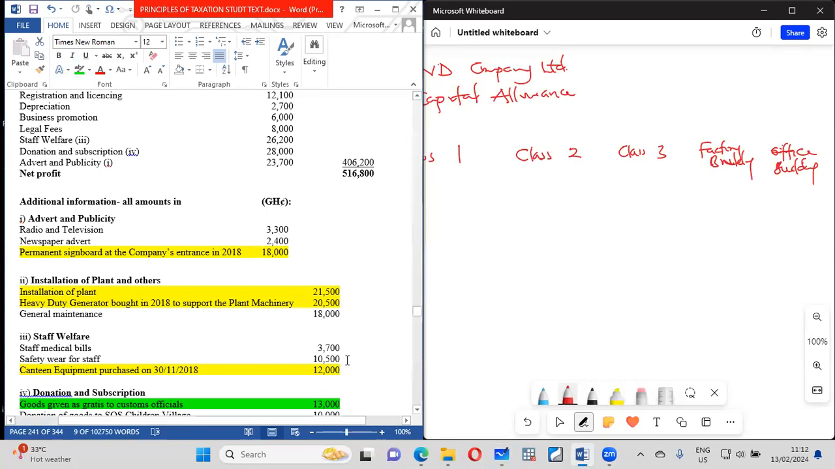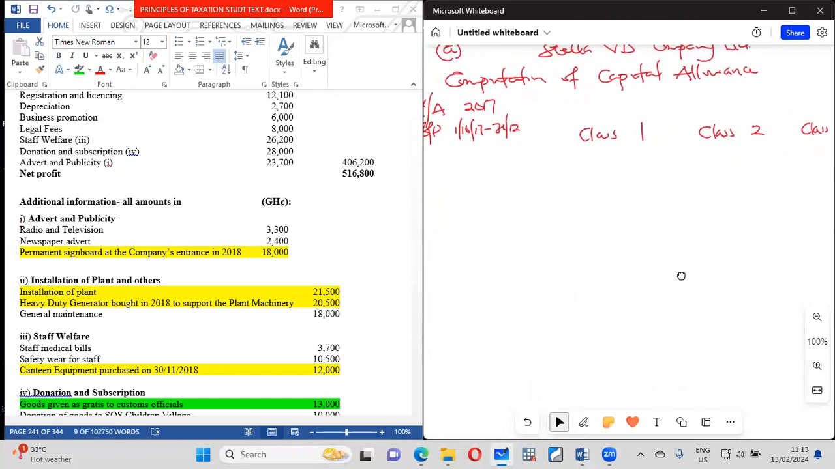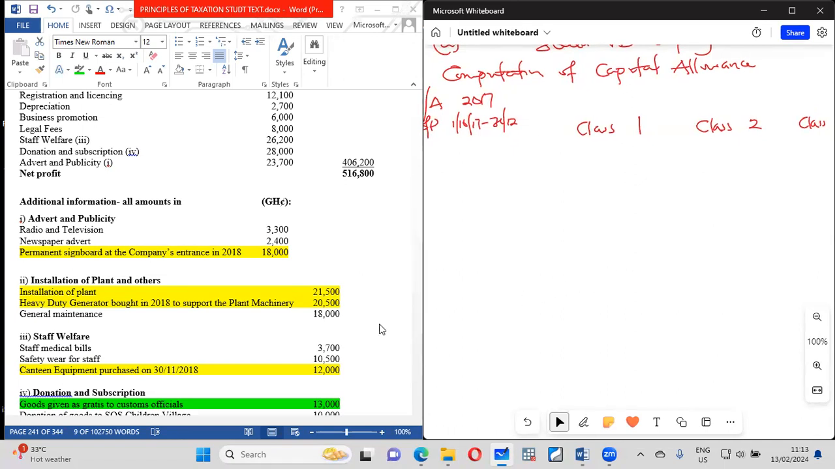All right. Then what else do we have? Okay, these ones are not assets. So in our 2017, what do we have for the class 1 assets? So you add all the class 1 assets and you bring them all together in the 2017 year of assessment. So this is bought in 2018. This is bought in 2018 also. Okay, that's fine.